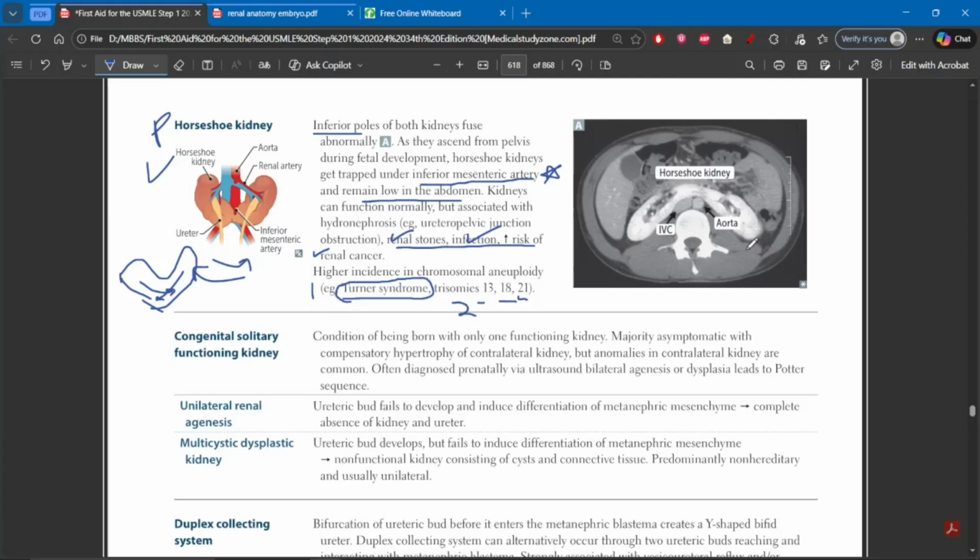This is a CT scan showing horseshoe kidney. You must remember this. This is a horseshoe kidney. You need to remember this. This is very important. Just remember this image. This might come in your exam.